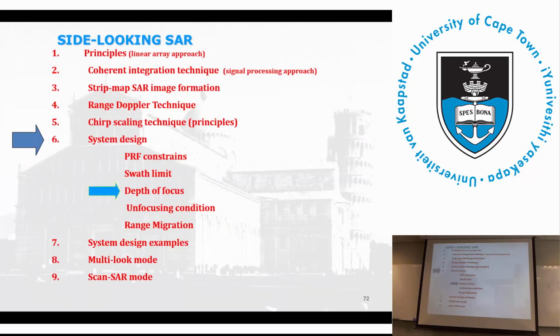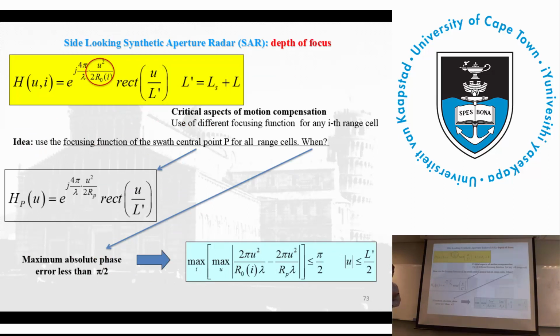Depth of focus. What's the depth? I said before, if we compensate for each range cell, we make sure that we compensate for the motion of that point, and reasonably for all of the points that are nearby, where with an FFT, for example, in a range Doppler technique, you can focus in the same way a number of scatterers that are sitting on the same range cell.